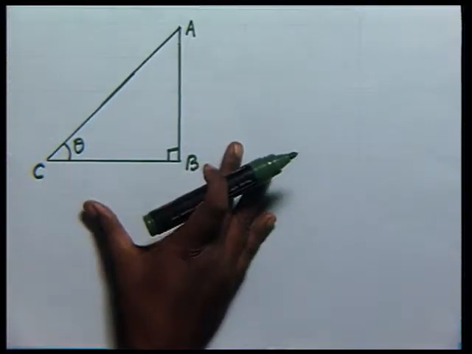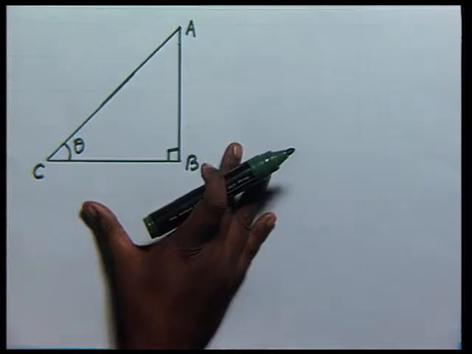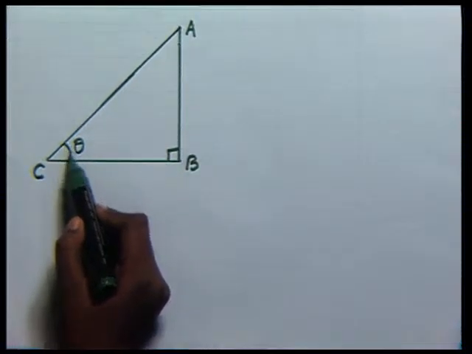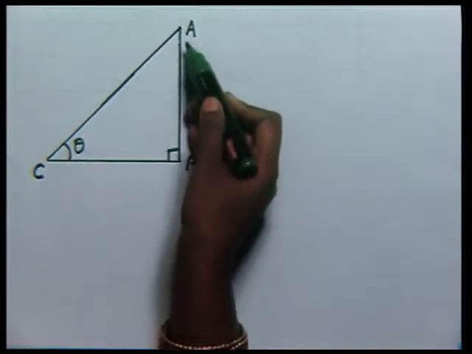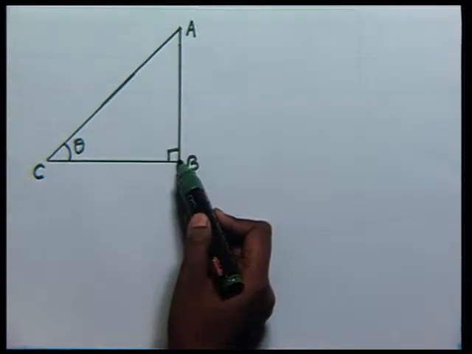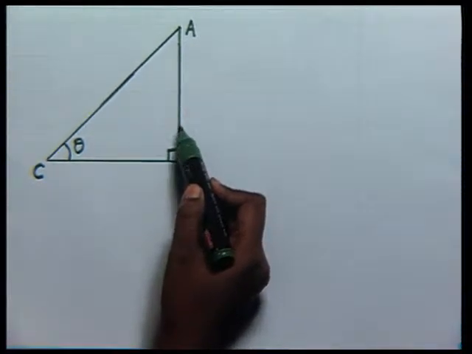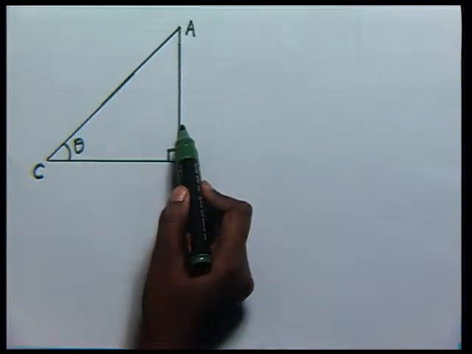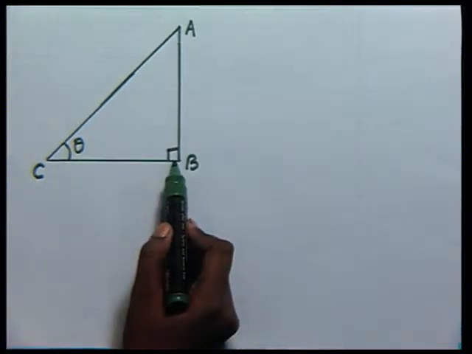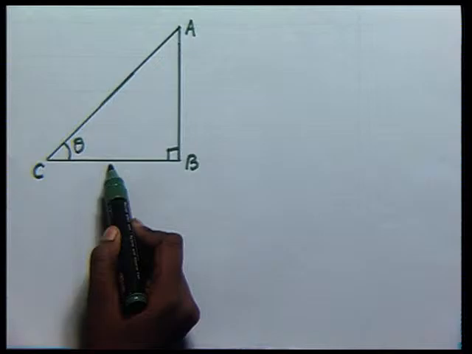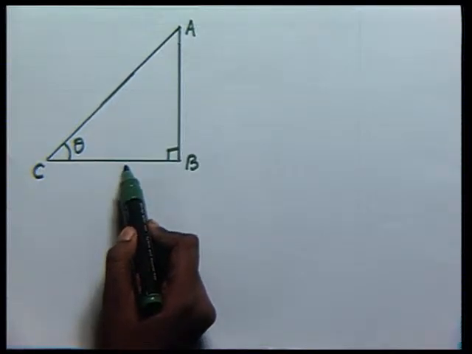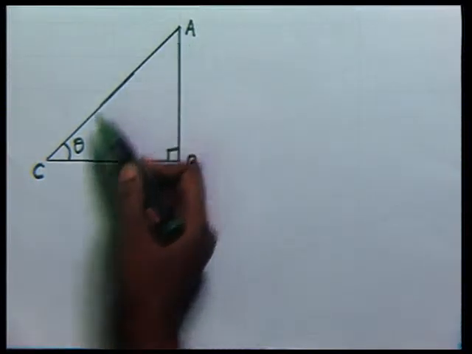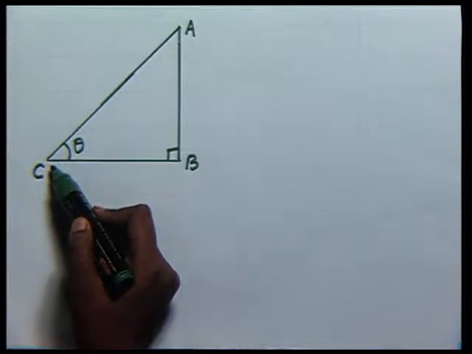So, in order to avoid this confusion, we say that if this is the angle of reference, then AB, instead of calling it the perpendicular, we call it the side opposite to the angle theta, and BC we call it the adjacent side instead of saying that this is the base, and AC remains as the hypotenuse.